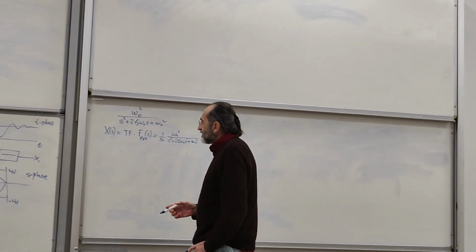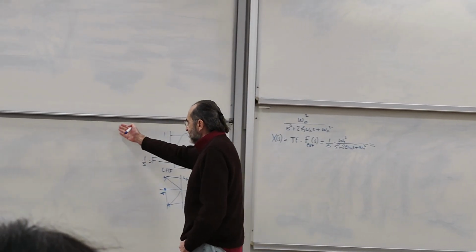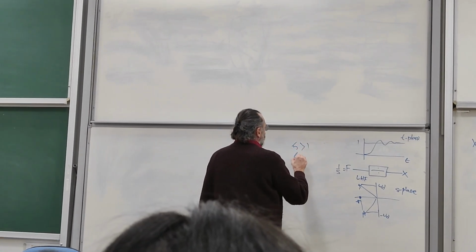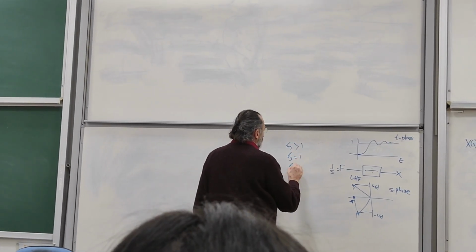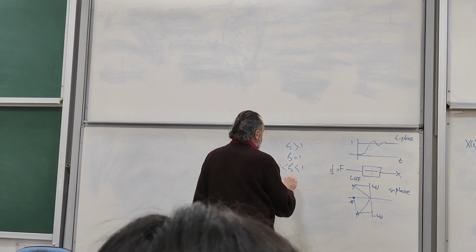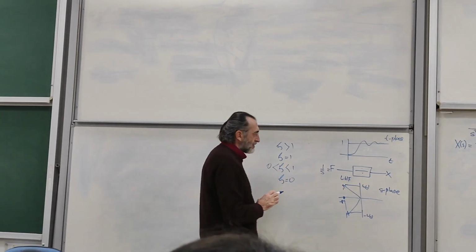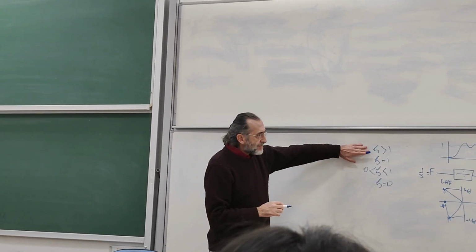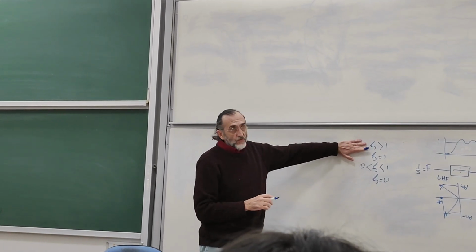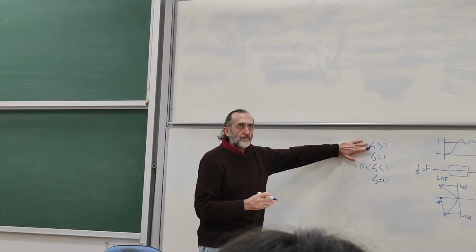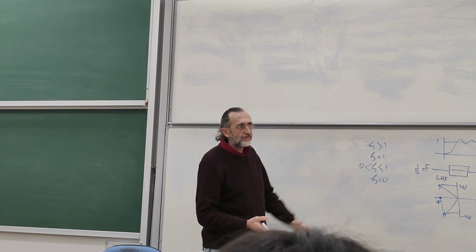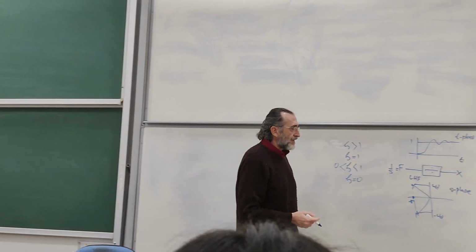So let's say the four cases that we have: zeta is greater than 1, zeta is equal to 1, zeta is between 1 and 0, and zeta is equal to 0. Let's start with the first. If zeta is greater than 1, we have an overdamped system. We probably exaggerated our damper. Alright, so the system is stiff. Okay?